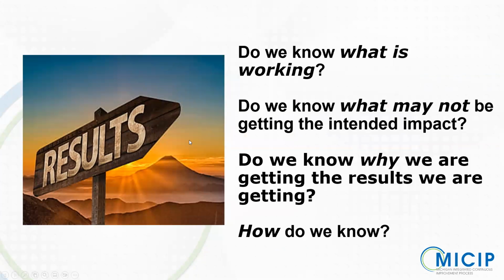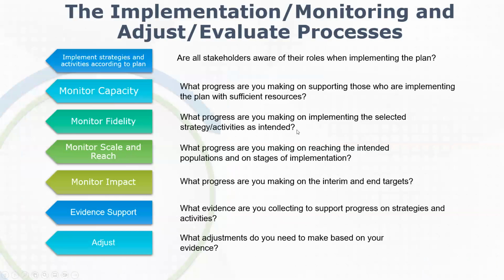So when we're looking at entering into that implementation section, we want to know, first of all, do we know what is working? We need to bring that in. Do we know what may or may not be getting done with the intended impact? Do we know why we are getting the results we're getting, and how do we know? These are the types of things you really want to look at when you go in and look at the monitoring process. So here are what we call the ribbons of those stages.